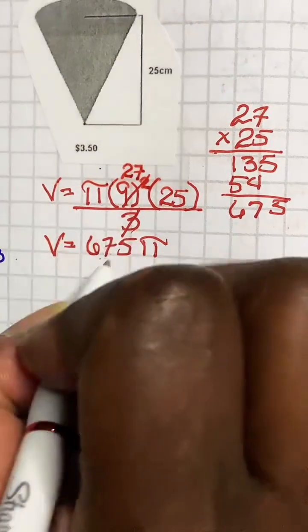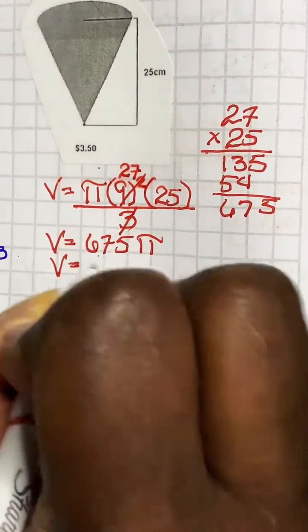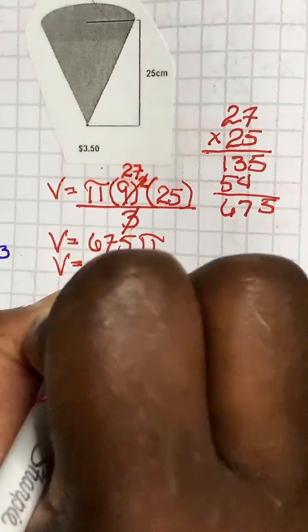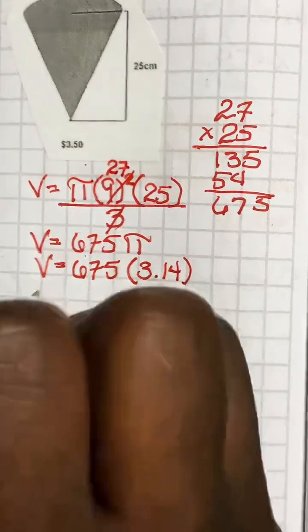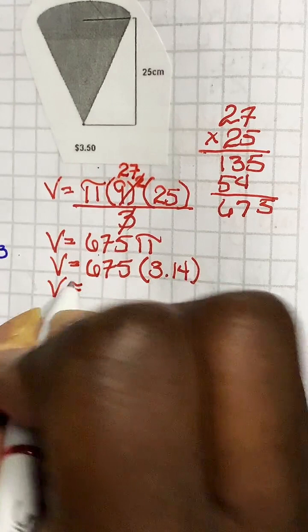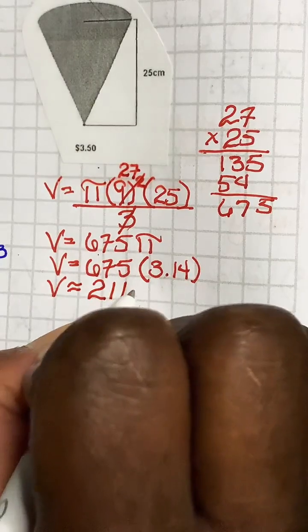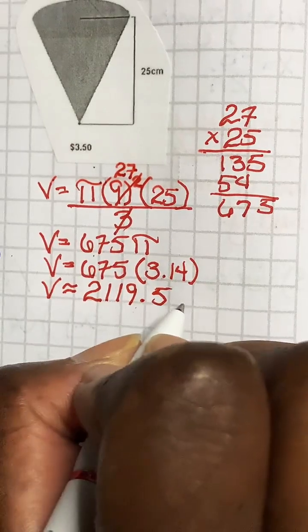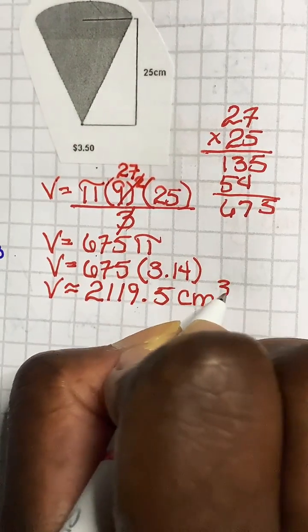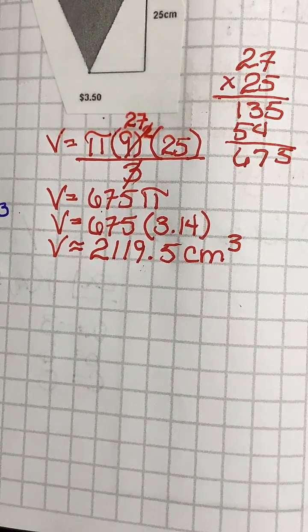But let's see if we can multiply it by 3.14. So we're looking at approximately 2,119.5. And it's gracious of them to keep everything as centimeters.